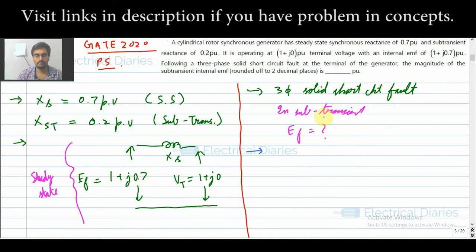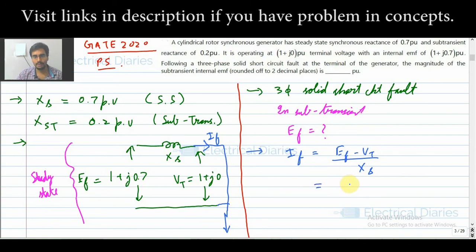First we should know the fault current. According to the question, the diagram given to us is this, and he is saying a three-phase short circuit fault occurs. Let me say this IF is flowing. Now this IF can be given by applying KVL: EF minus VT divided by XS, and here your XS will be 0.7 per unit because the synchronous alternator is operating, that means it is in the steady state.